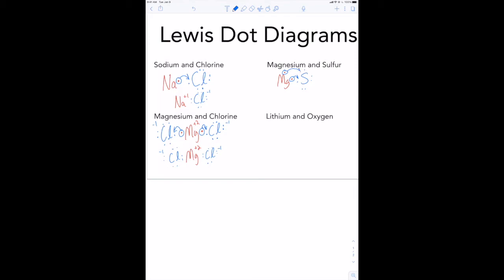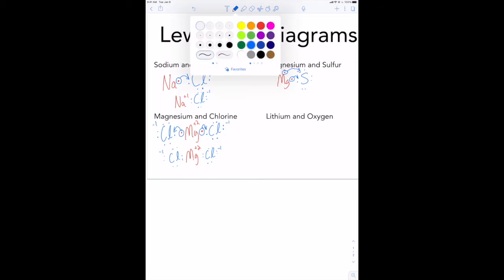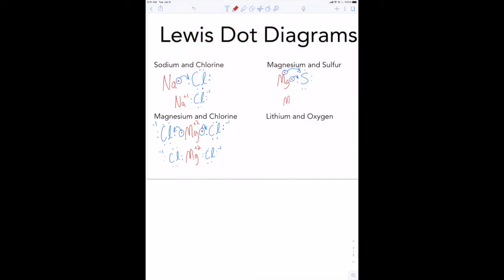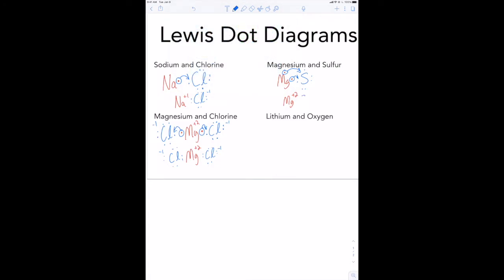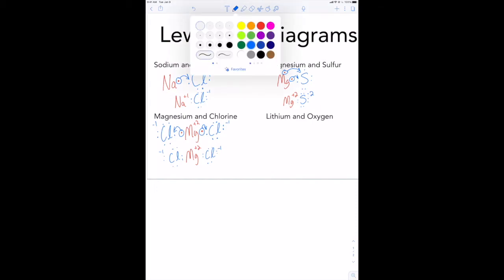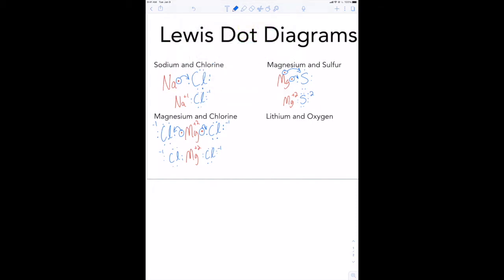Right there, you have magnesium give up both of its valence electrons to sulfur, and because magnesium gave up 2 valence electrons, it now has a +2 charge. Because sulfur now has 2 extra valence electrons in its octet, it has a -2 charge. +2 and -2 balance each other out. The overall charge of the compound is 0, so we are done. We only need one of each. All right, for lithium and oxygen, this time let's start with oxygen.